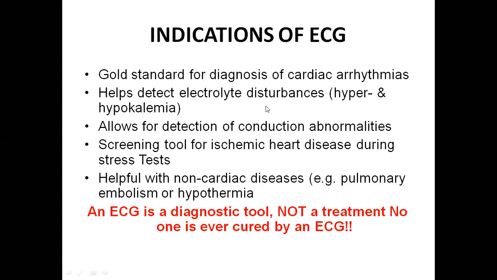That means doctors or researchers took 100 examples or 1,000 examples of a healthy human body, and they took the ECG from them and normalized it to get this standard value. And this ECG is the screening tool for ischemic heart disease during the stress test.